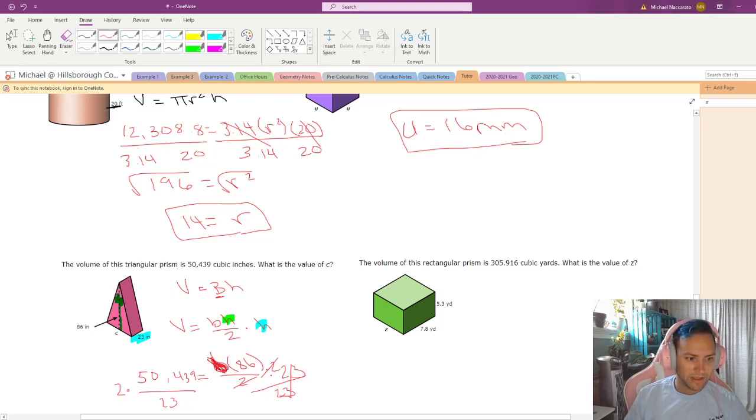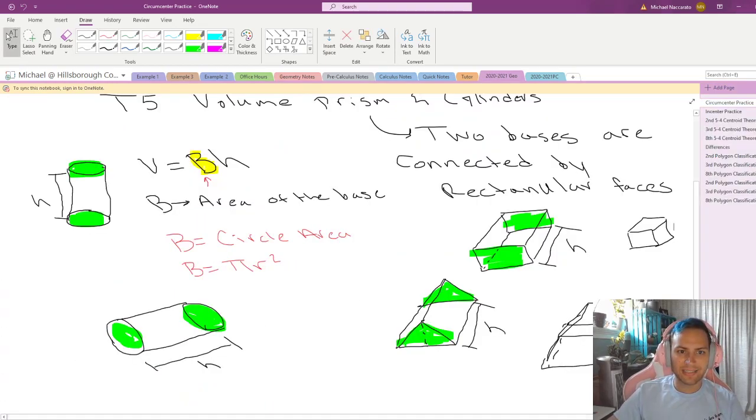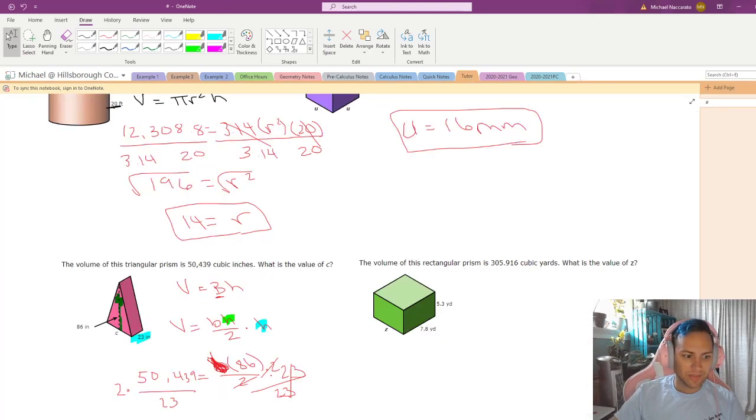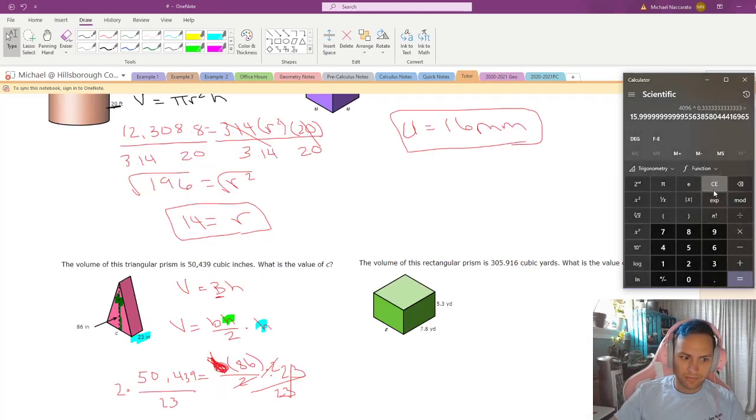There we go. 86 times B. So ultimately, I'm going to have to take that whole thing and divide it by 86. And that is going to get me to my right spot. Sorry, I clicked off that. All right, so let's take a look at what's going to happen then.